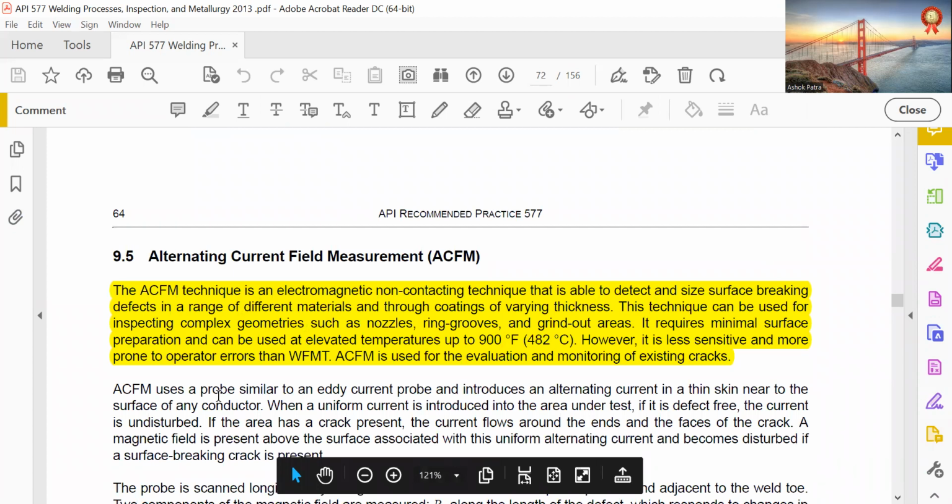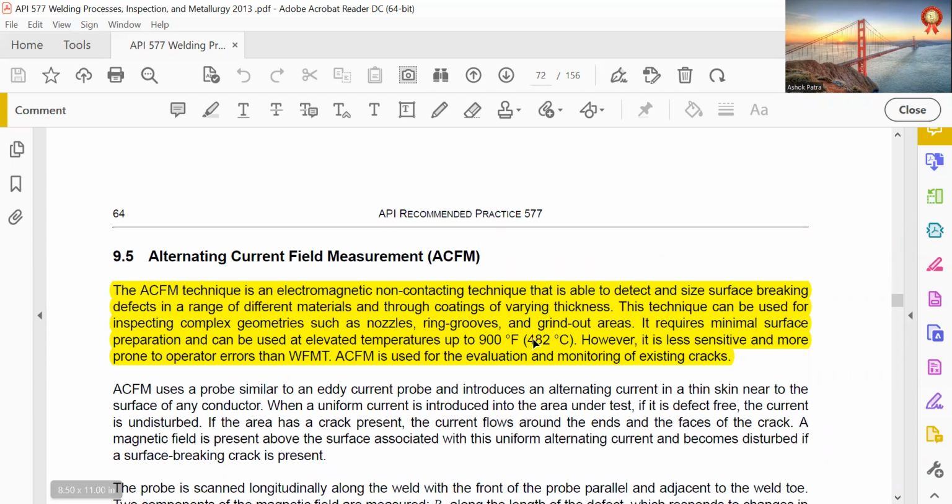Alternating current field measurement, ACFM. The ACFM technique is an electromagnetic non-contacting technique that is able to detect and size surface breaking and subsurface defects in a range of different materials and through coatings of varying thickness. The technique can be used for inspecting complex geometries such as nozzles, ring grooves, and grind out areas, requires minimal surface preparation, and can be used at elevated temperatures up to 900 degrees Fahrenheit, 482 degrees centigrade. However, it is less sensitive and more prone to operator errors than WFMT.